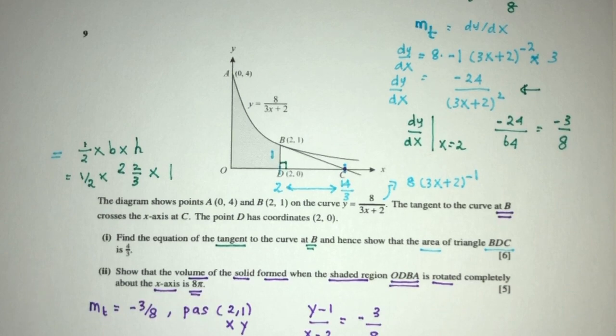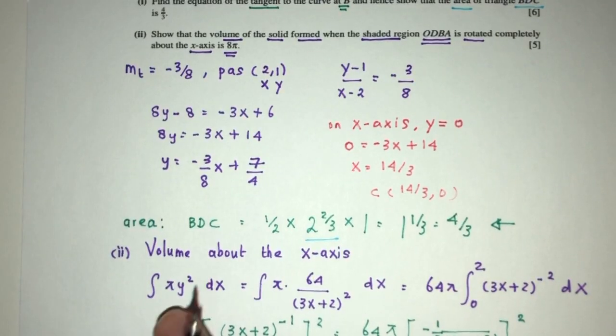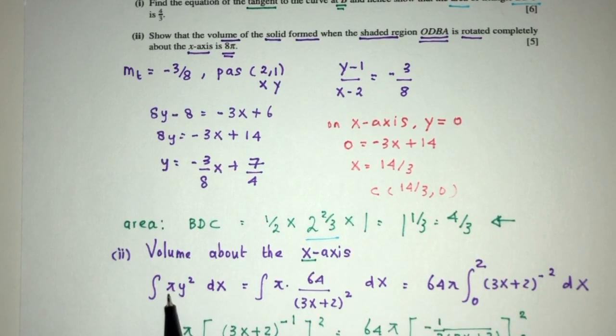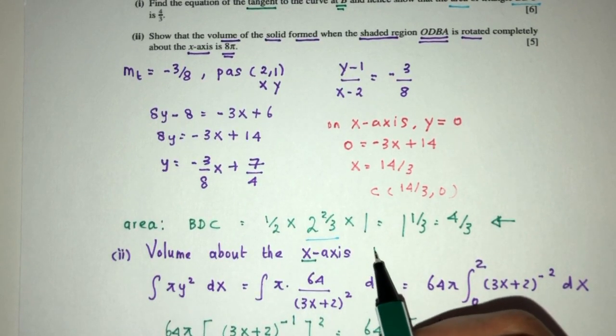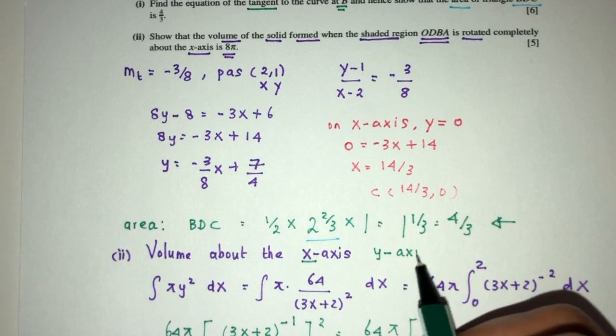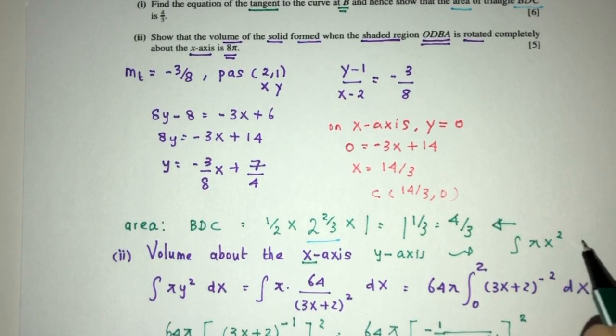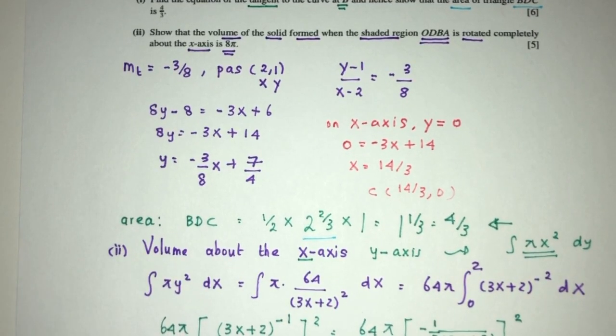Again, the main thing we have to know here is the formula, how to find this. So we have to know when it is about the x-axis, we write pi y squared. But when it is about the y-axis, we just write pi x squared with respect to y. Okay, so this is the only difference between those two directions.